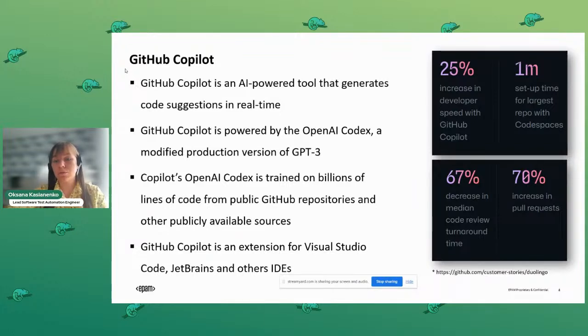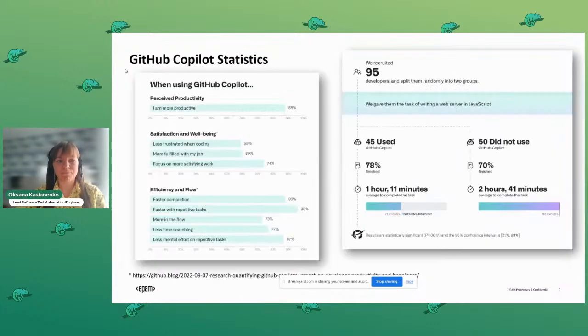On this slide, you can find the statistic which I got from the GitHub official website. And here you can see that the main aim of the GitHub Copilot tool is to increase development productivity. And as you can observe, a developer can increase their productivity by up to 25%. In my opinion, it's a really very impressive result.